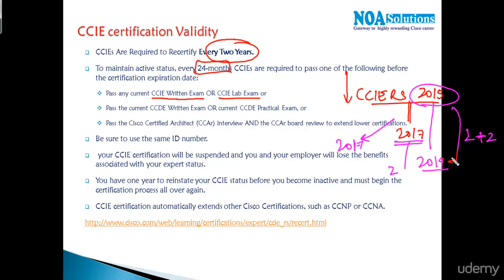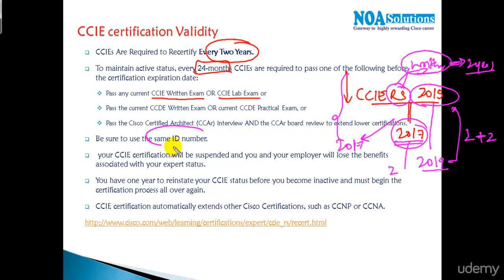Or if you want to extend the validity and you're not planning for any other CCIE track, you can write the CCIE routing and switching written exam again, and that written exam extends your validity for the next 2 years. So either you can pass the existing written exam which you already cleared, or another CCIE. Both are going to extend your CCIE status.